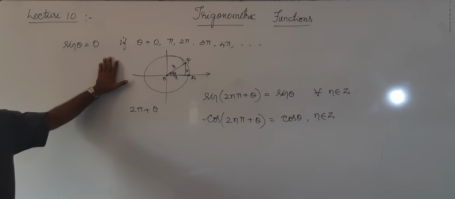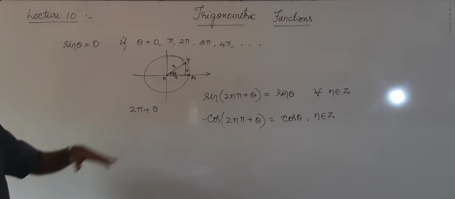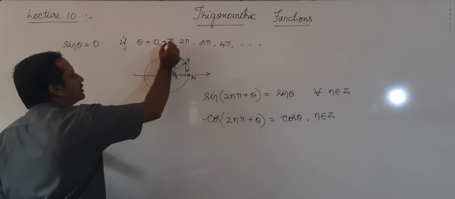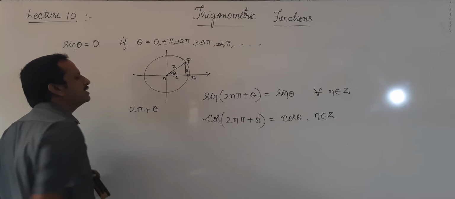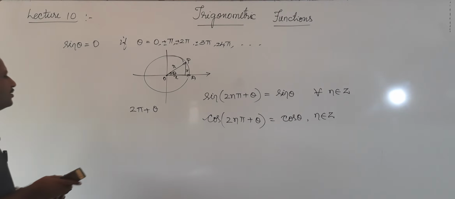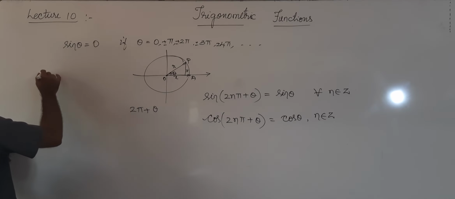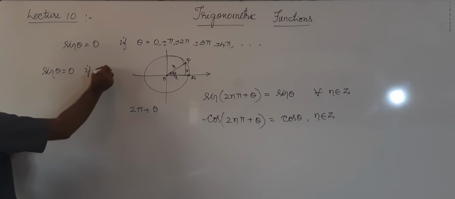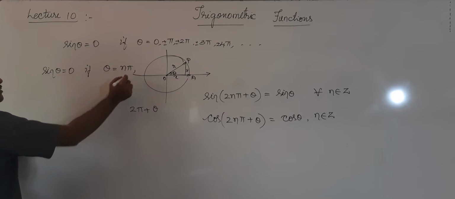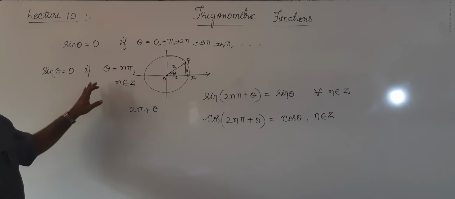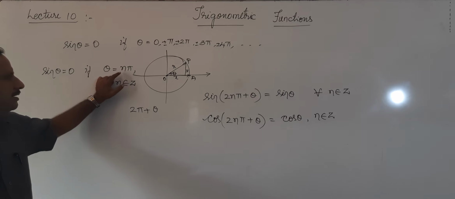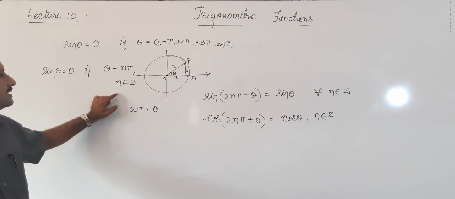Sin theta is 0 if theta is equal to 0, pi, 2 pi, 3 pi, 4 pi, etc. Not only positive values, you can take negative values also: plus or minus pi, plus or minus 2 pi, plus or minus 3 pi, plus or minus 4 pi, etc. So from this, I can write sin theta is equal to 0 if theta is equal to n pi, n belongs to Z. Theta equal to n pi, where n is any integer.